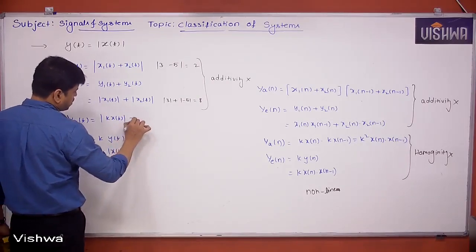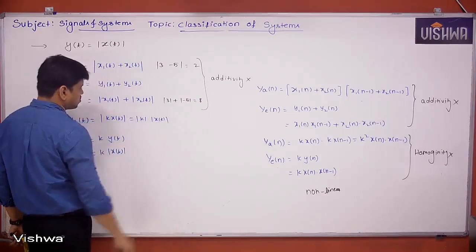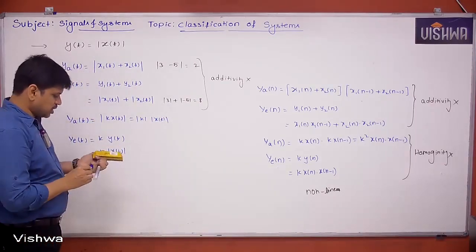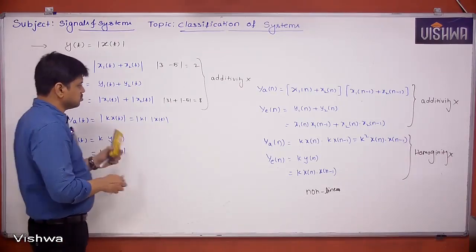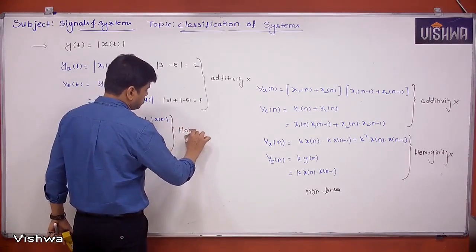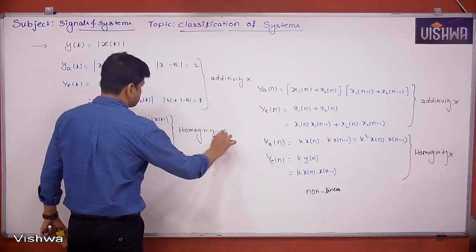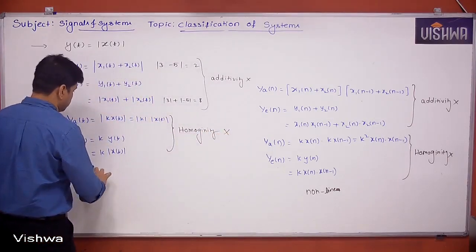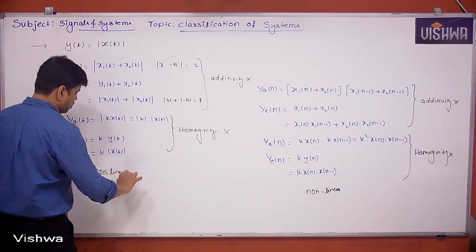If I expand this, it is mod k mod x of t. Both are not the same. So it is not satisfying because here it is mod k, and there it is k. Homogeneity is also not satisfied. So the system is non-linear.